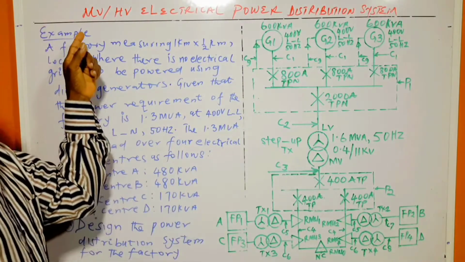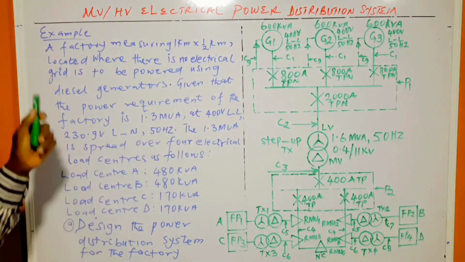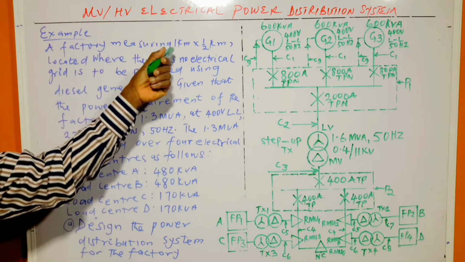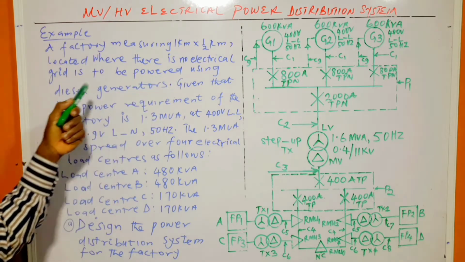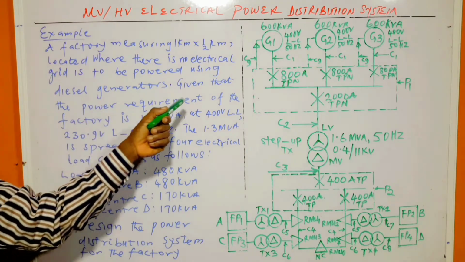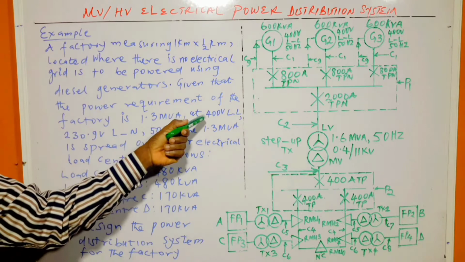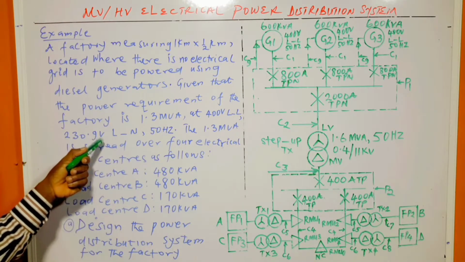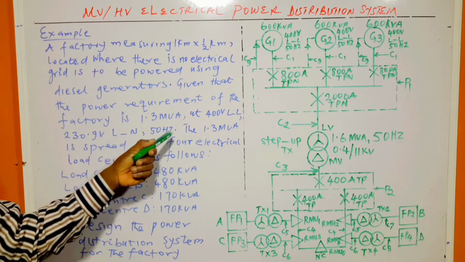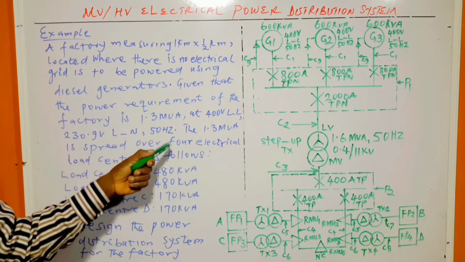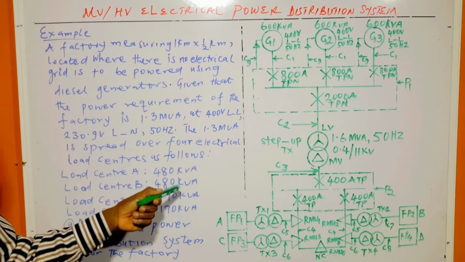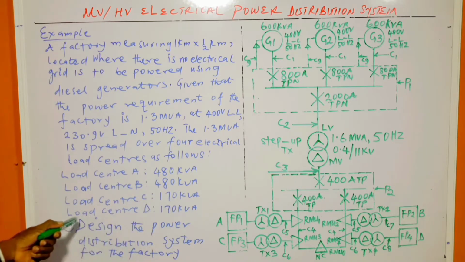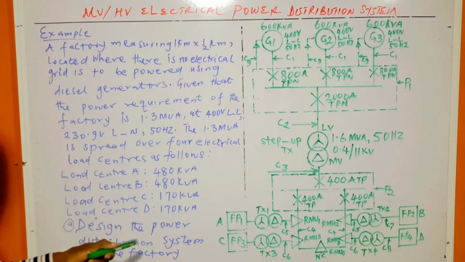Now, moving on with the example on MV electrical power distribution system. The example is as follows. A factory measuring 1 kilometer by half kilometer, located where there is no electrical grid, is to be powered using diesel generators, given that the power requirement of the factory is 1.3 MVA at 400 volts line to line, 230.9 volts line to neutral at 50 Hz frequency. The 1.3 MVA is spread over 4 electrical load centers as follows. Load center A 480 kVA, load center B 480 kVA, load center C 170 kVA, load center D 170 kVA. Now the question is, design the power distribution system for the factory.